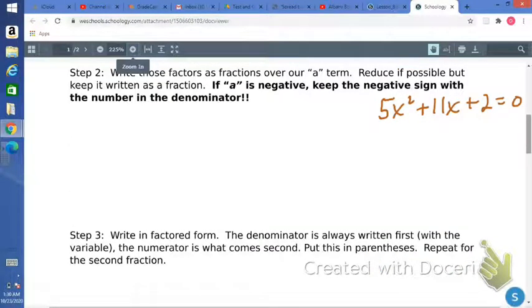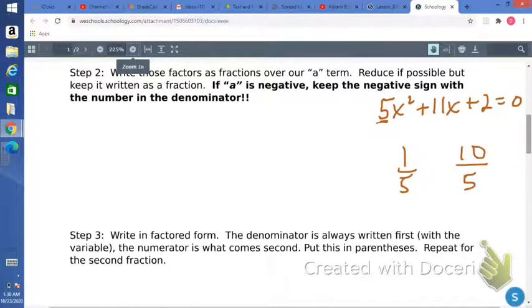Alright, the next step is to write those factors as fractions over our a term. Reduce if possible, but keep it written as a fraction. And then in bold there, if a is negative, keep the negative sign with the number in the denominator. Alright, so our factors we said were 1 and 10, and so we're going to write those over our a term. So our a term is 5, so we're going to have 1 over 5 and 10 over 5.